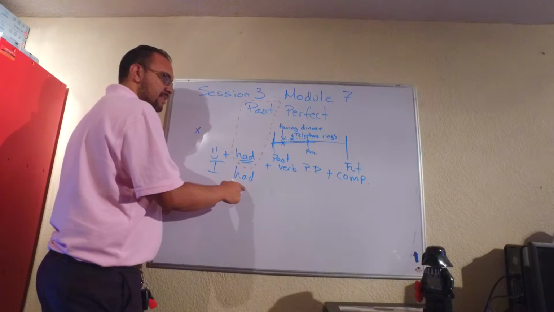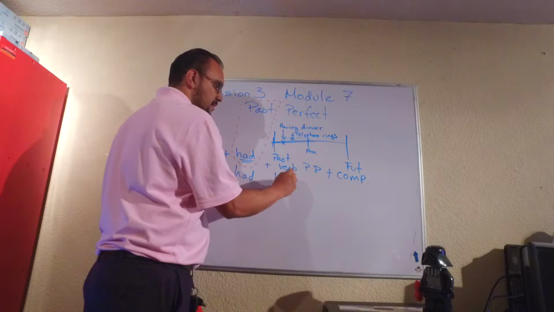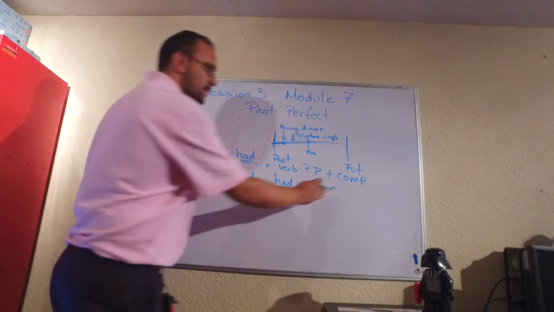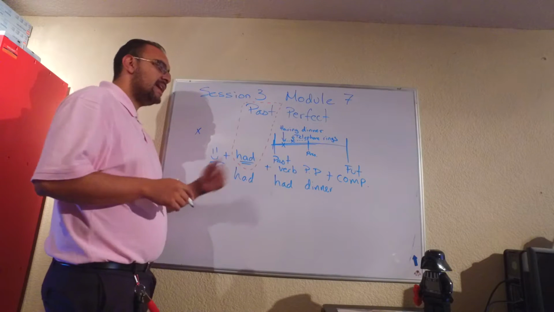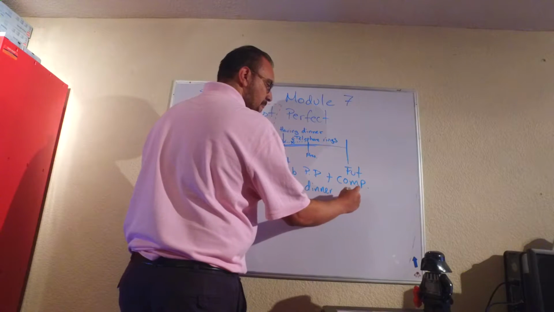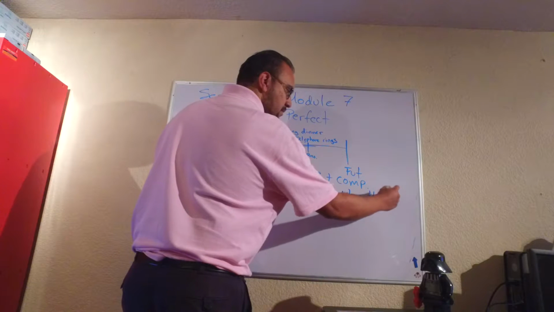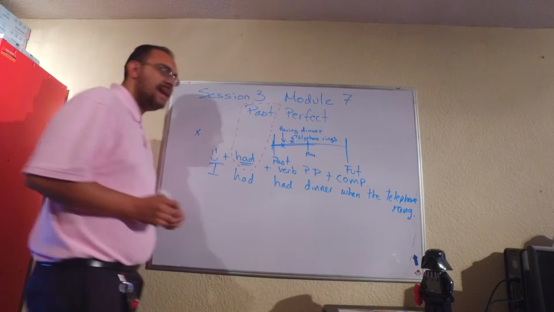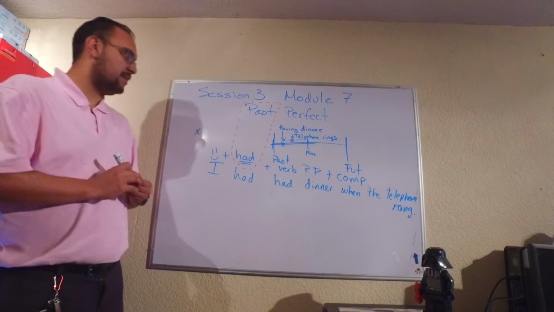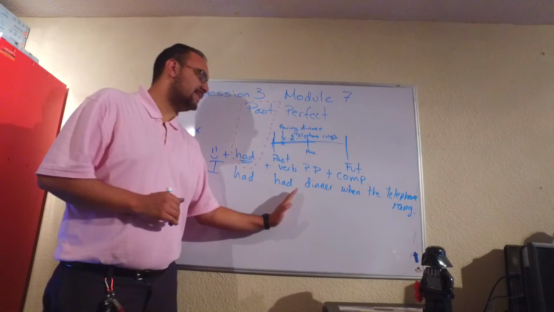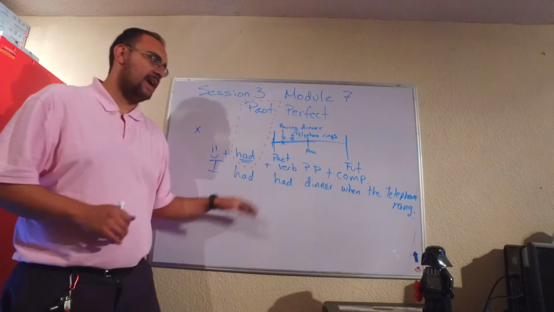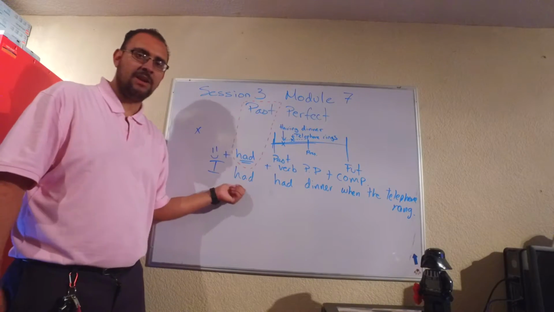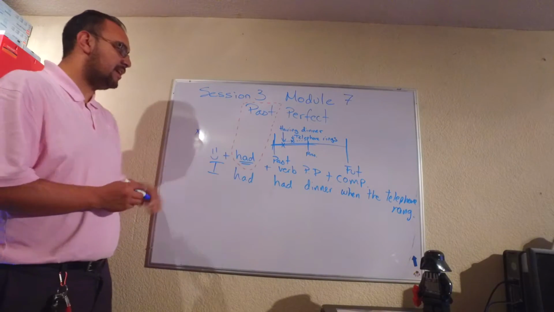So I have, in this case, have dinner, and the complement regularly talks about the action that happened before. I had dinner when the telephone rang. I had dinner when the telephone rang. Okay? So this part tells us that one of the actions, in this case the telephone, happened after the dinner, because you had first the dinner and then the telephone. So the auxiliary here is had.